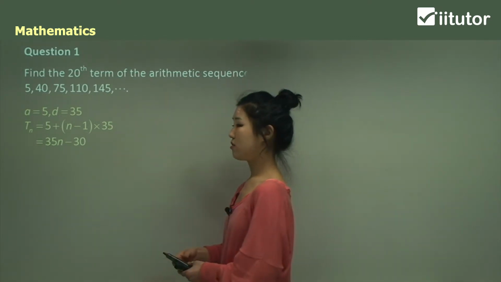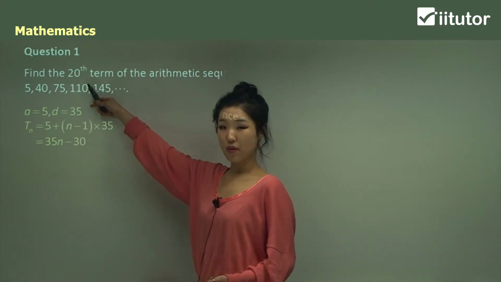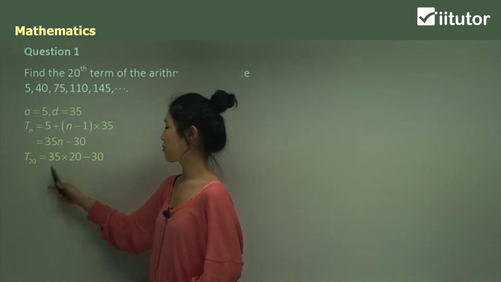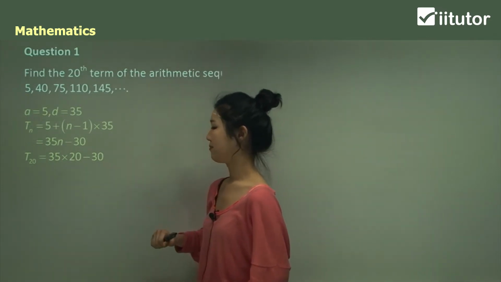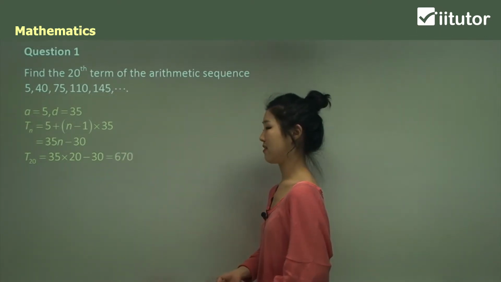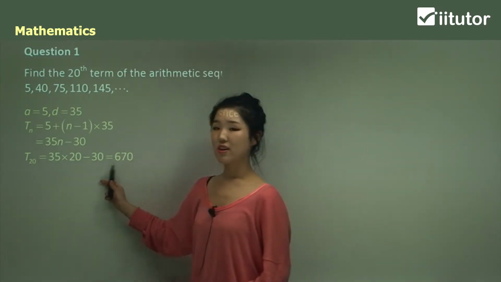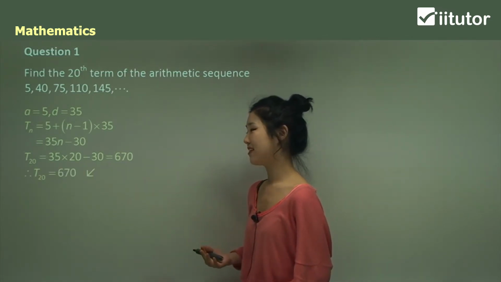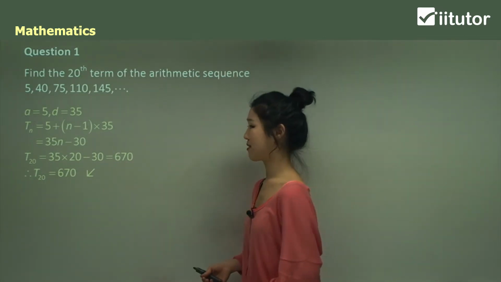Now that we've got that, all we need to know is what n is. But what does the question say? It says find the 20th term. Okay, so basically we want to find T20. So n is going to be simply 20. So I'm going to put 20 into the n. So it's going to be 35 times 20 minus 30. Alright, so all I did was substitute 20 into that n and simplify. You should just get something like this. Okay, so 35 times 20, then minus 30, you should get 670. Therefore, our final term 20 is going to be 670. And that's it. That's the answer to question 1.